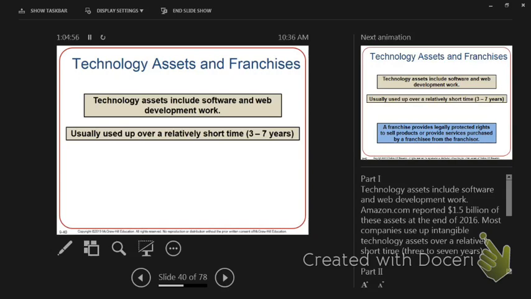Technology and assets and franchises. Franchises are used, McDonald's, those type of things are franchises. Some can be owned by McDonald's, some can be owned as a franchise.